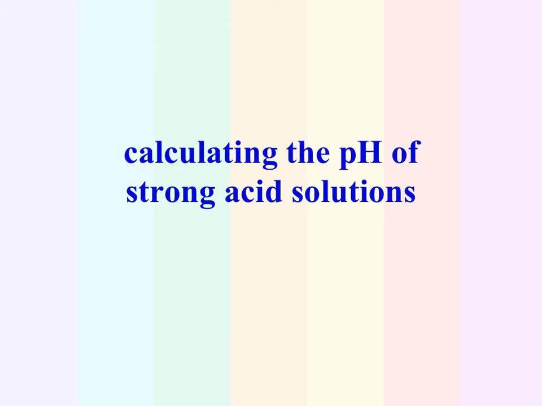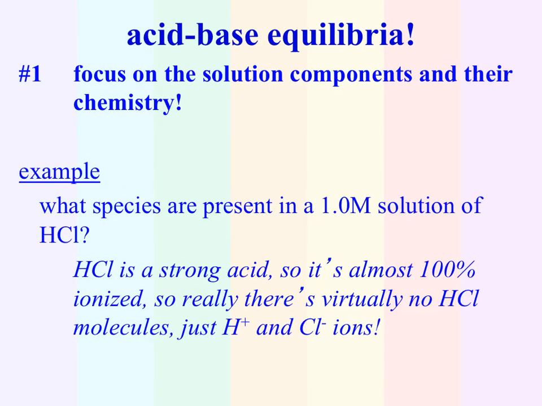Okay, so let's go ahead and look at calculating the pH of strong acid solutions. Okay, so the first thing we want to do is make sure that we're paying attention to the acid-base equilibria. We want to focus on the solution components and the chemistry that's happening. So basically, in this situation, say what species are present in a 1 molar solution of HCl? Okay, so you should look at this and you should say, all right, I have HCl. HCl is one of the strong acids that you need to have memorized, and we know that with strong acids, they ionize almost 100%. Okay, so the reality of it is I don't really have very much HCl in solution, but instead have H plus and Cl minus ions in solution.